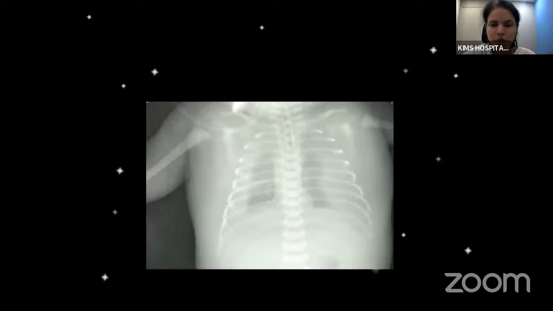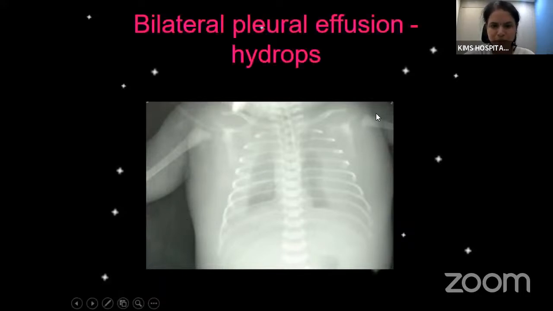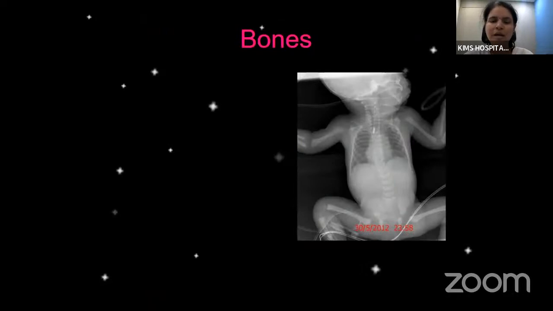Likewise, this is an X-ray of a baby with non-immune hydrops and with edema. So we can see increased thickness of the soft tissue density. This baby also has bilateral pleural effusion within the chest cage. And in addition, there is also increased thickness of the soft tissue density, which is indicative of subcutaneous edema as a part of anasarca, which is in turn part of non-immune hydrops.